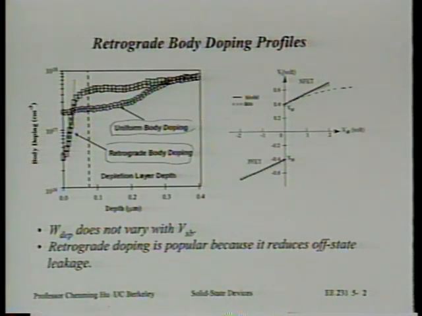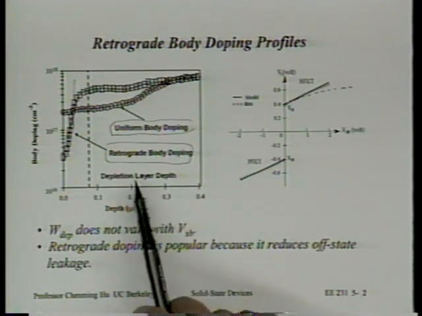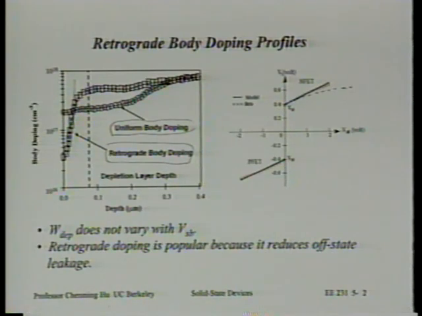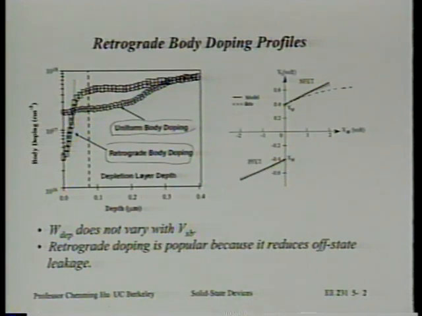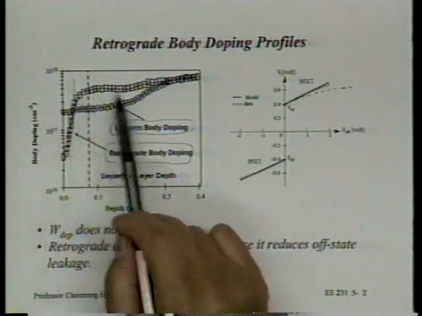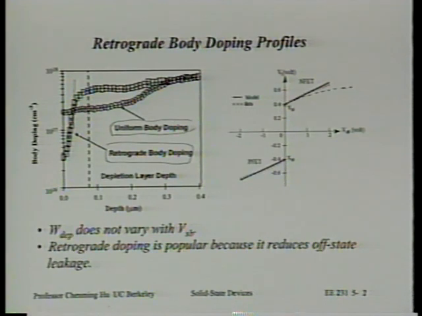This, for example, is the doping profile of Intel's 0.18 micron technology, from their publications. I got this curve, and you can see just a few hundred angstroms region that's very lightly doped. And below that is very heavily doped. Okay?